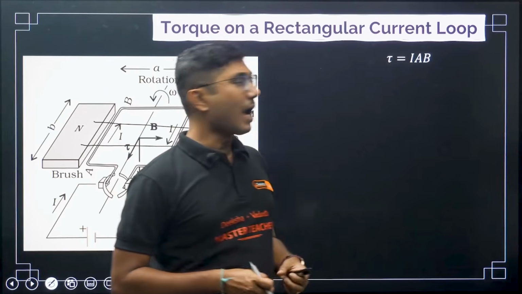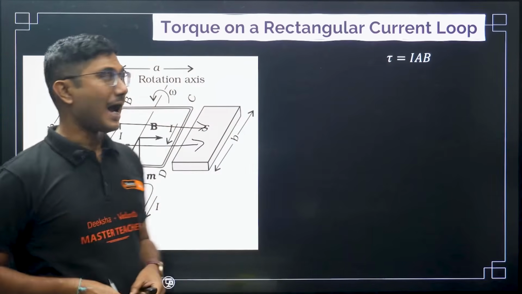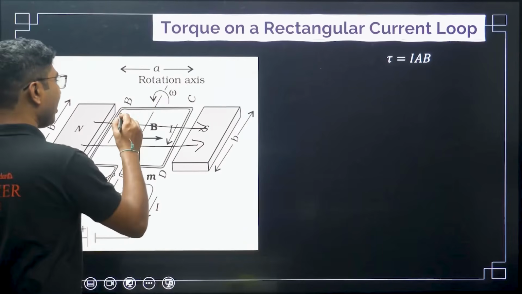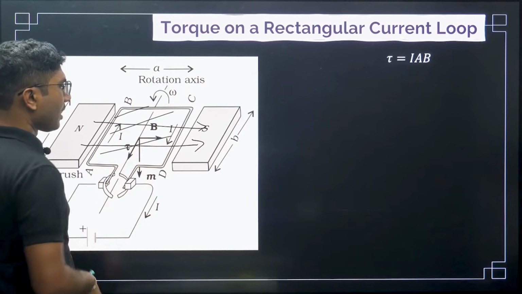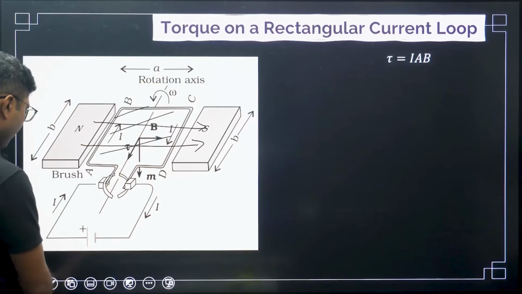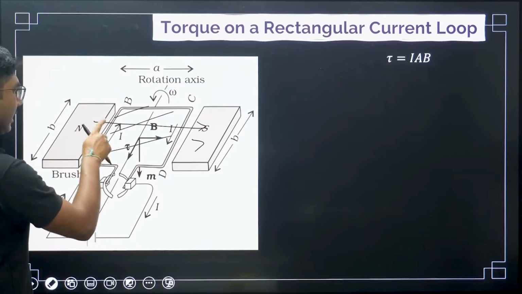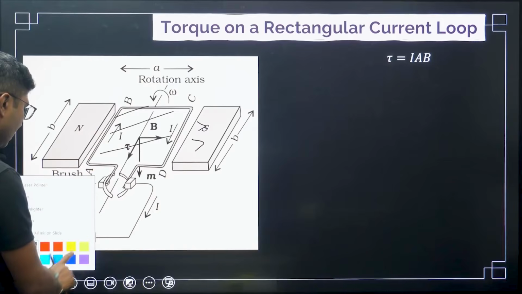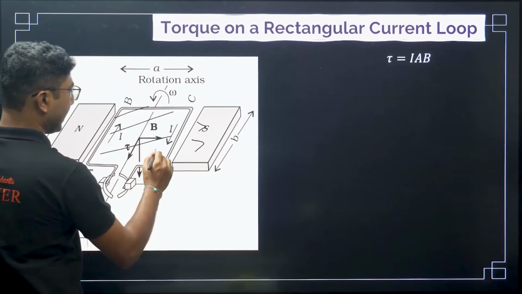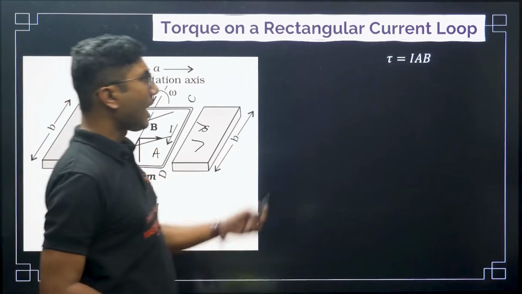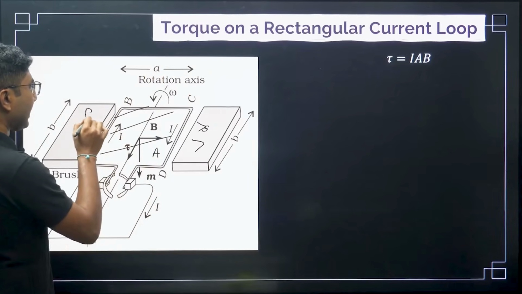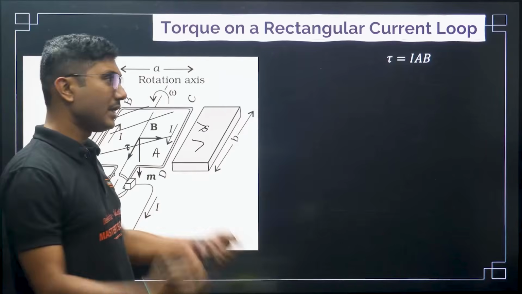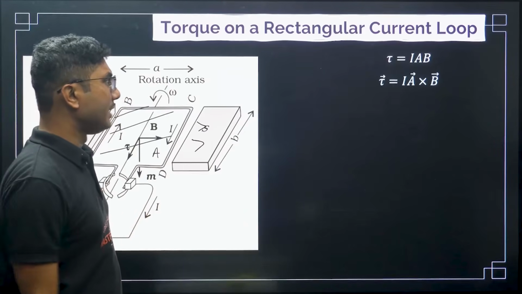Tau is equal to IAB. I is the current, A is the area of the loop. So from there you can calculate the torque acting on this current carrying loop. A is the area and B is the magnetic field due to this external system.